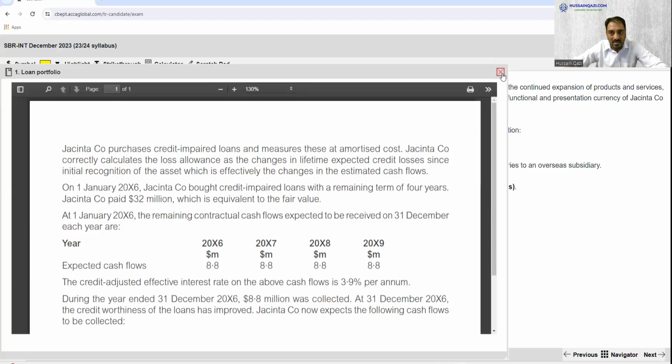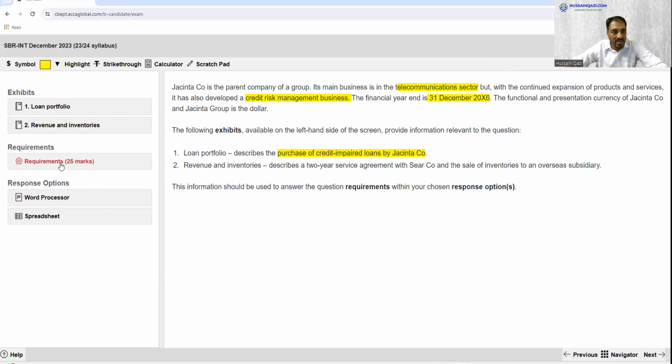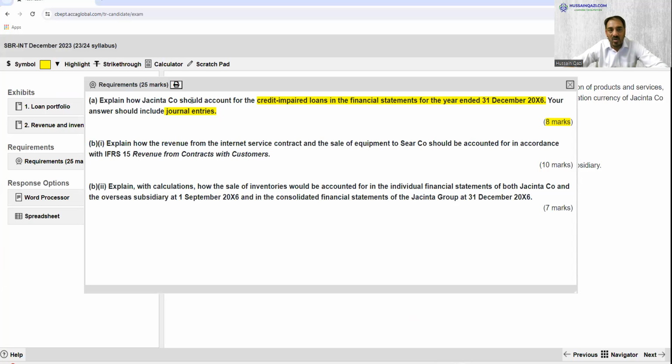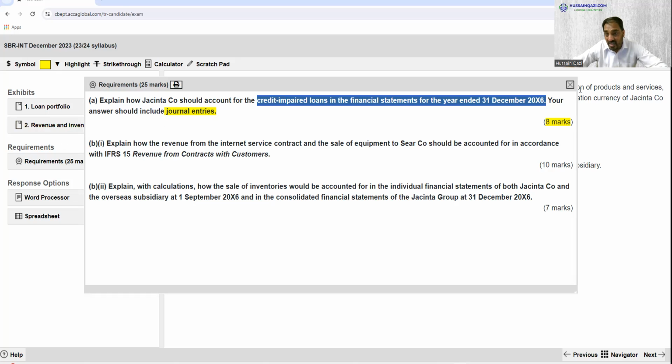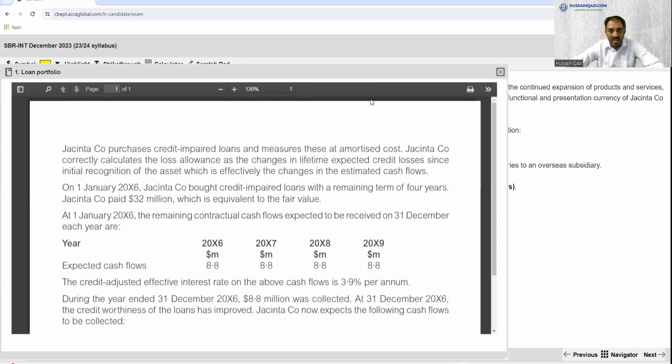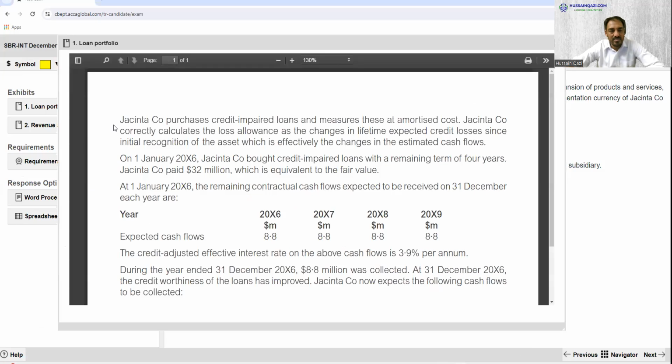First, the requirement. Explain how Jacinta should account for credit impaired loans in the financial statements for the year ended 31st December XX. Your answer should include journal entries. So let's start reading the question. Very simple.